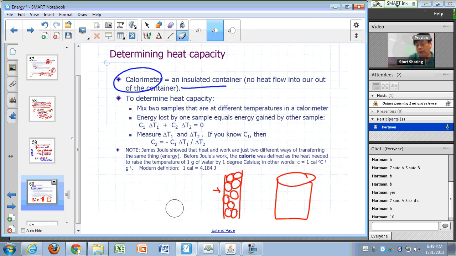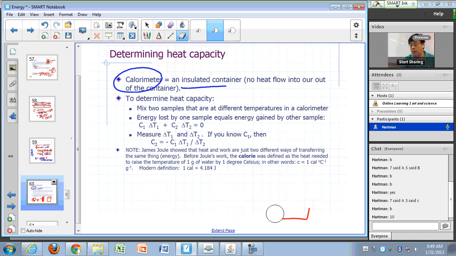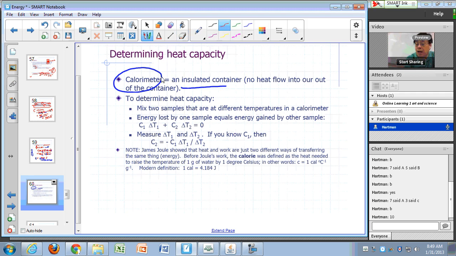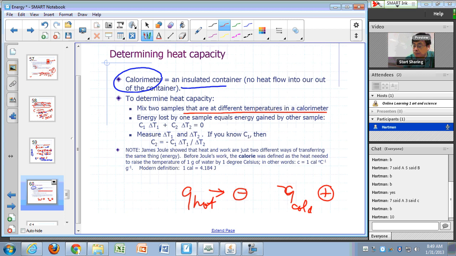All right, anyway, going back to how to determine the heat capacity. What you do is you mix two samples that are at different temperatures in a calorimeter. So the heat lost by one sample must equal the heat gained by the other sample. If one sample loses heat, Q for the hot sample, for example, is going to be negative, and Q for the cold sample is going to be a positive number. So when you add Q hot plus Q cold, you should get 0 because no heat goes in or out of your system, out of your calorimeter.